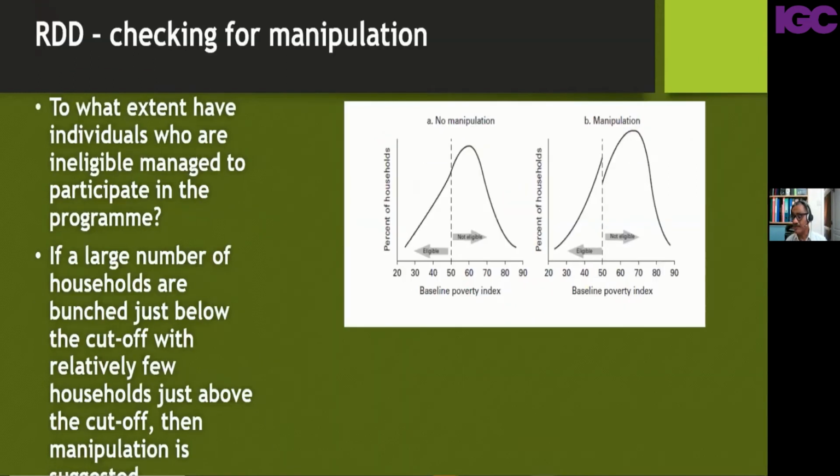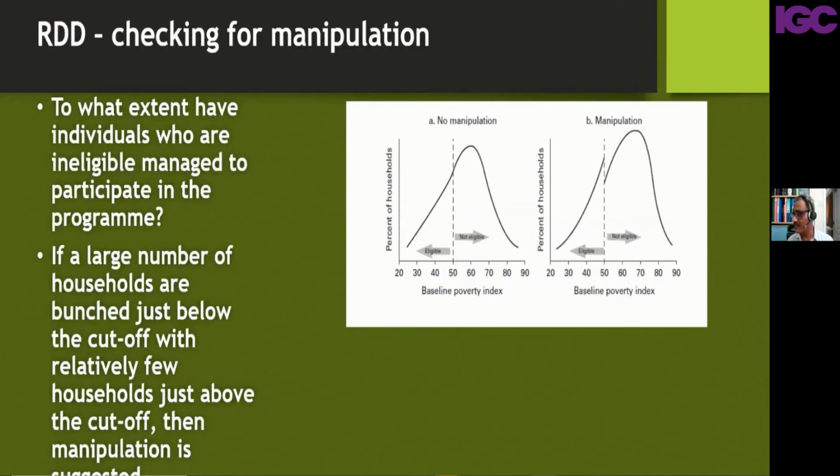Now, one of the things that you need to do when you're applying this regression discontinuity design is to see to what extent individuals who are ineligible have managed to participate in the program. Because if a large number of ineligible individuals have managed to participate in the program, then your estimate of the impact, which was A minus B, is not very reliable.